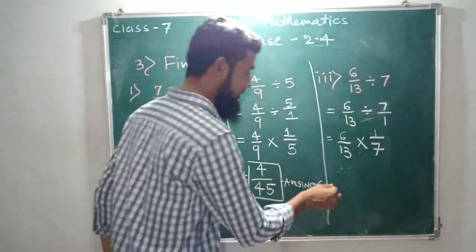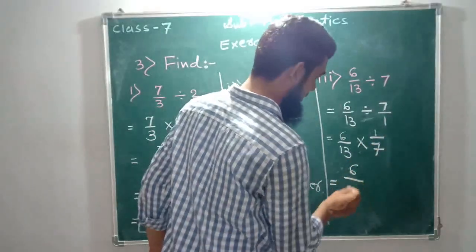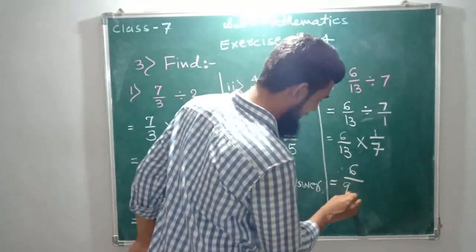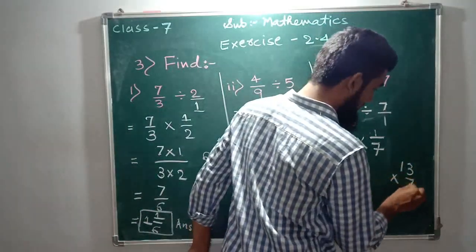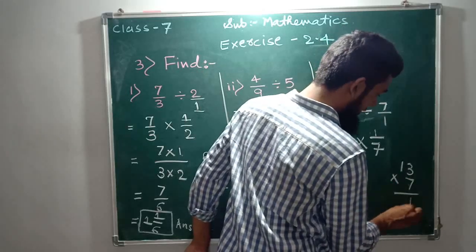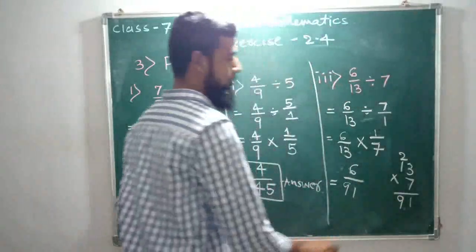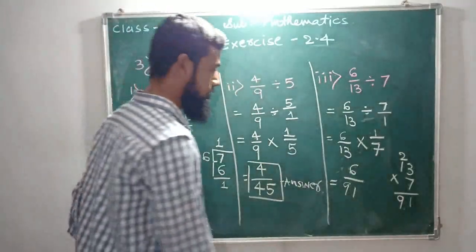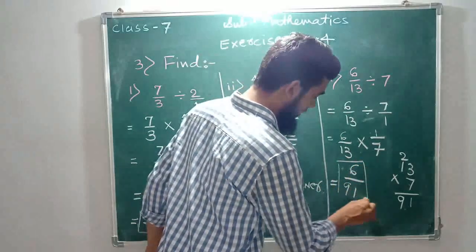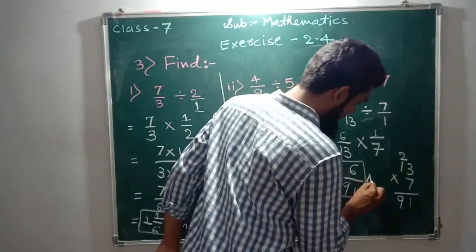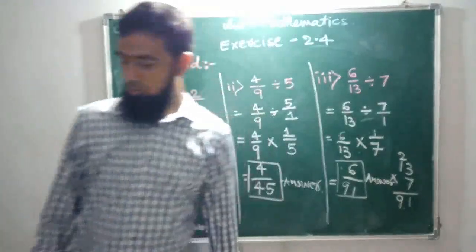Okay, now directly 6 times 1 is 6, 13 times 7 is 91. If you don't know the table, you can go through it. 7 times 3 is 21, 7 times 1 is 7 plus 2 is 9, so 13 times 7 is 91. So beta, the 6 upon 91, it is your answer. Understood? Okay.